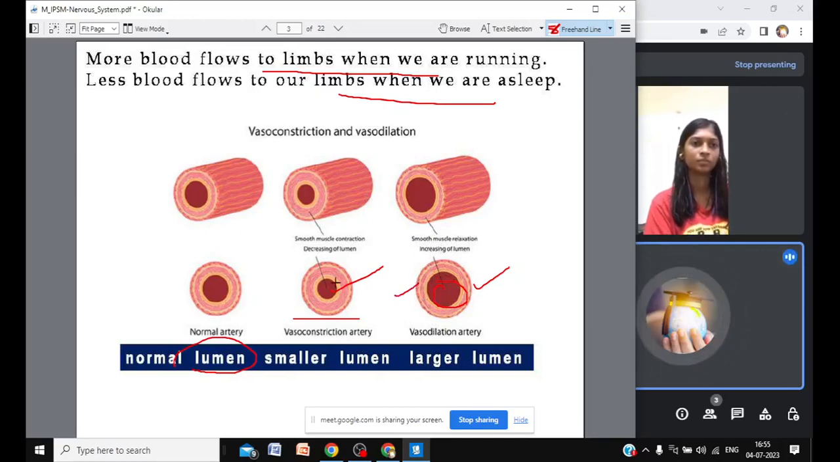So who will do this? When to make the tube narrow, when to make the tube wider? The brain will control this. The brain will control when to make the lumen narrow and when to make the lumen wider.